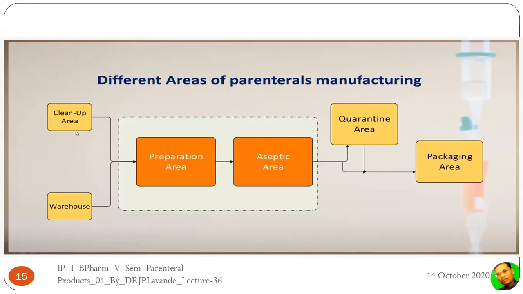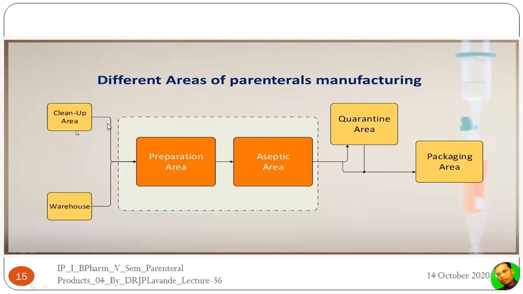So here you can see the layout for the process of manufacturing in case of parenteral products. The total area is divided into the cleanup area, then there is a warehouse, then there is a preparation area, aseptic area, there is a quarantine, and there is a packaging.